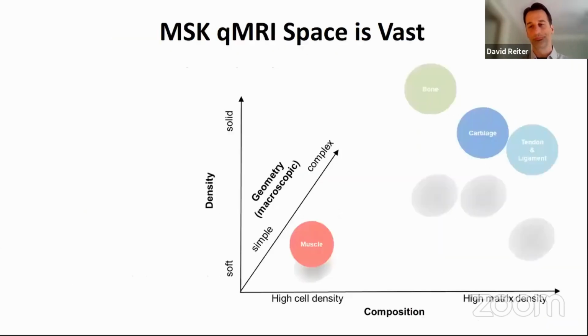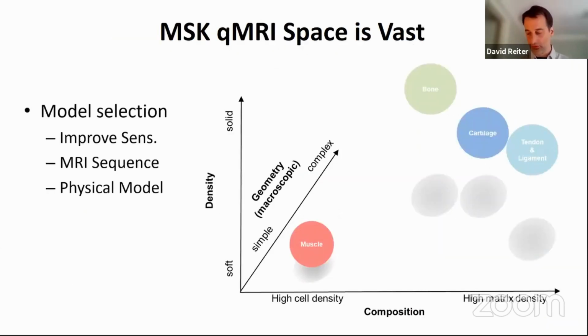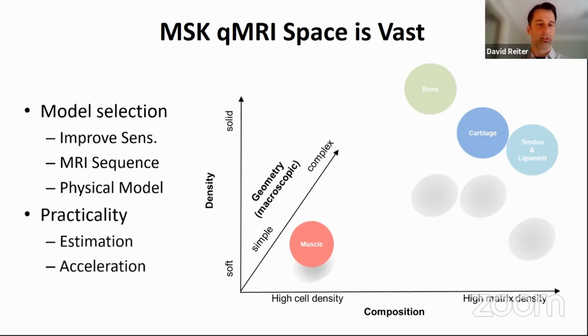So I hope through this talk, I've been able to motivate that there's a lot of work that can be done in terms of model selection for improving the sensitivity of quantitative imaging in the musculoskeletal space. There's a lot of work that can be done in extending novel sequences to accelerate acquisitions, to improve the resolution and have more feasible physical models. And certainly one of the big needs is to have these more practically usable. We need better estimations and we need faster scanning.